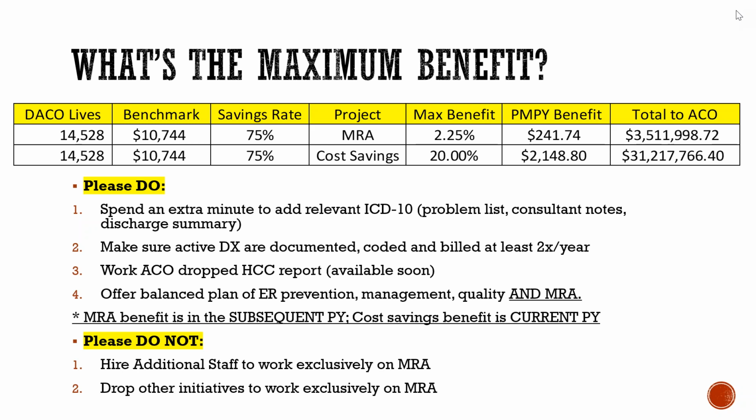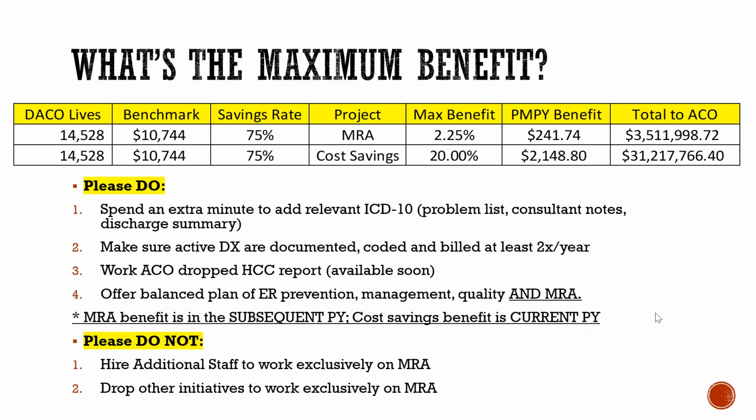And ultimately, if you can stratify your patients into the ones that are more high risk, more complex, and you can see those patients more often, and then maybe stratify the patients that are less high risk and see them less often. The key part of this slide is you can make an extra $31 million a year from cost savings, but you can only make $3.5 million a year in MRA. So if you look at the first line, it says number of lives, benchmark, savings rate, MRA, max benefits 2.25%, total to ACO 3.5 million. Second line, cost savings. If you look at the last column, 31 million.